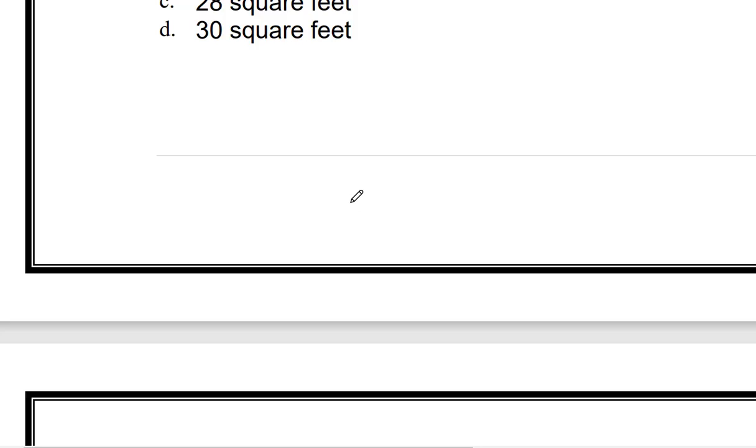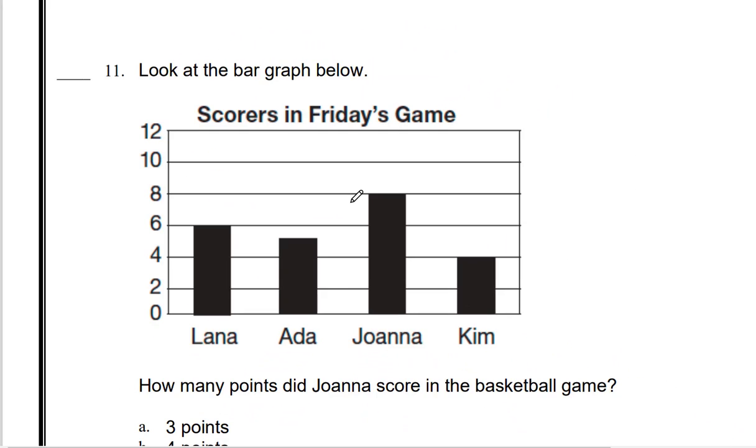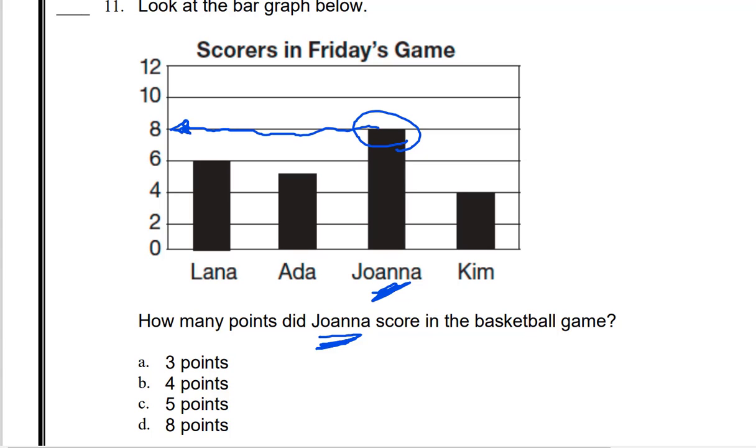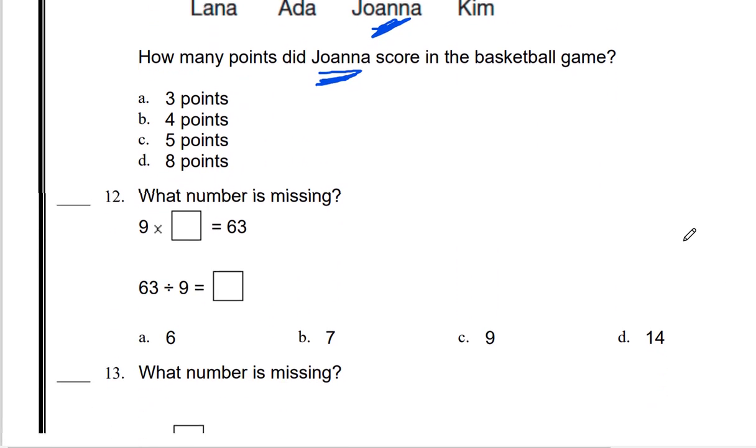Okay, my heroes. This one is a different question. Just find the name that he wants, this name, and see where it reaches. It reaches here, number 8, so Joanna is 8. Okay, she has 8 points.